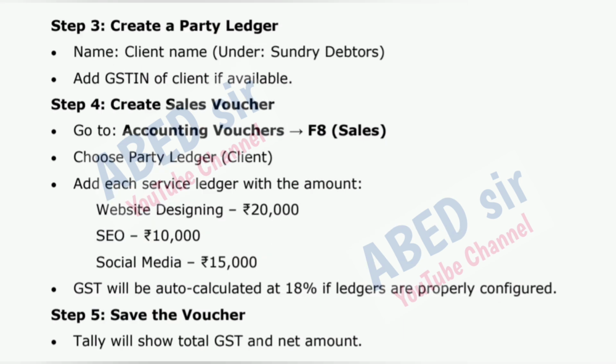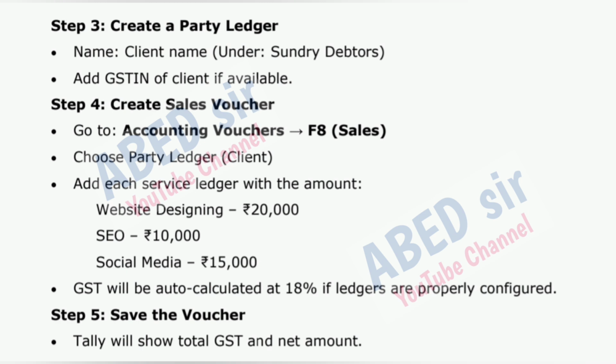Step 3. Create a party ledger. Name, client name under Sundry Debtors. Add GSTIN of client if available. Step 4. Create sales voucher. Go to Accounting Vouchers F8 Sales.